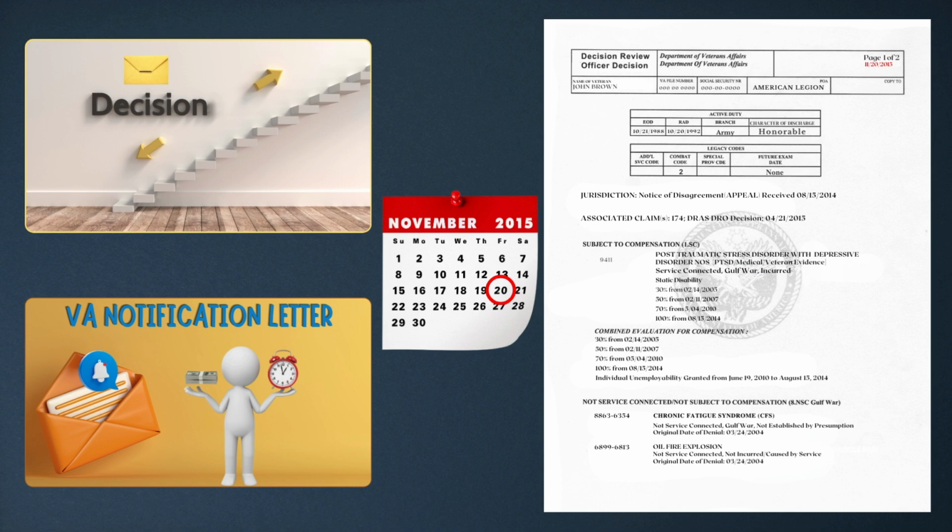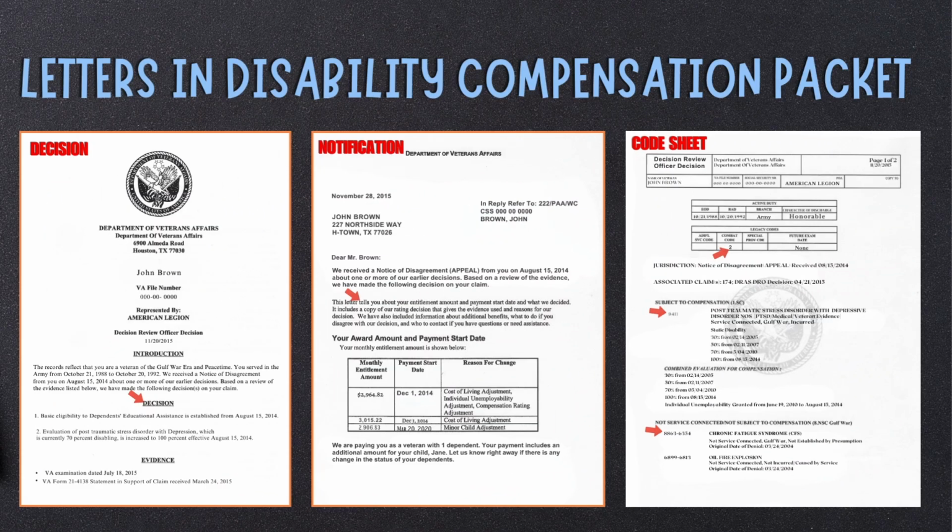Mr. Brown's packet was mailed November the 20th, 2015, so that you can have an idea of what the letters in Mr. Brown's packet looked like. He received his decision letter telling him what the VA decided. He received his notification letter telling him of important dates and benefits that he's entitled to. And he received his code sheet telling him about important codes as it relates to his VA disability compensation.